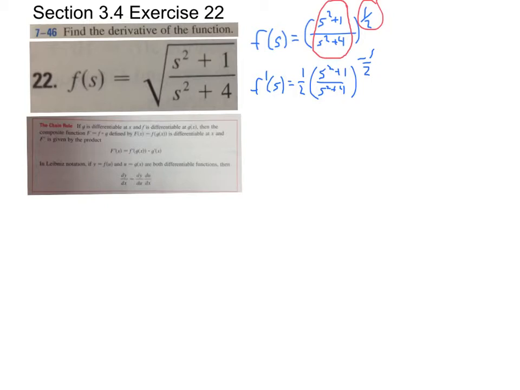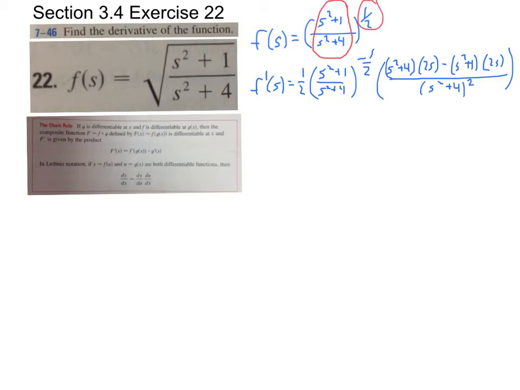To find the derivative of the interior function, we're going to have to go back and use our quotient rule. The way I learned it was low d high: the lower function times the derivative of the top. The derivative of the top is going to be 2s. Minus high d low: the higher function times the derivative of the lower function, which is also going to be 2s. Under the line, low squared must go, so s squared plus 4 squared.